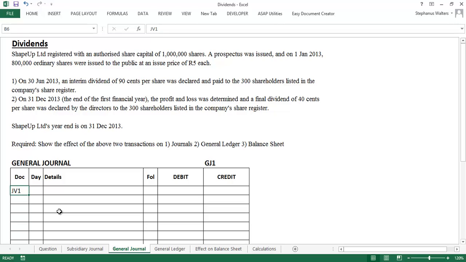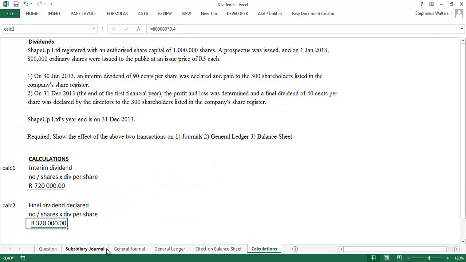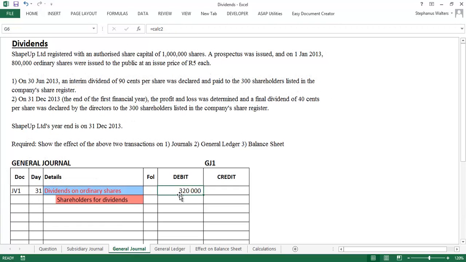So let's quickly do this firstly in our journal, which is the book of primary entry. The document is the journal voucher. The day that this final dividend was declared was 31 December. For the details, the account that will be debited is going to be my dividends again, dividends on ordinary shares. And the account credited will be my liability account, which is the shareholders for dividends. The dividends account, you remember, is a negative equity, so we'll color it like that. And the amount we've determined in the calculations is 320,000 Rand. There we go.